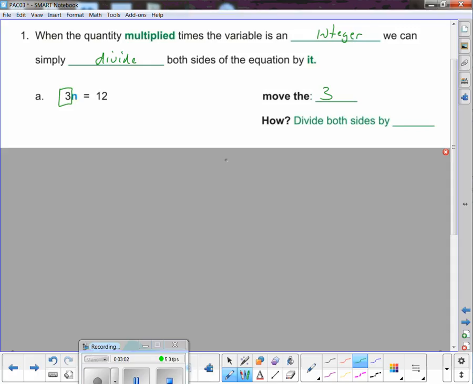So if the thing is multiplied times variable, as you know, we're going to move by multiplying by the reciprocal. If it's added, we're going to move by adding the opposite. Well, this is an integer, and it's multiplied. We can do the shortcut. We can divide both sides by that 3. So just take your green, do a division bar on the left and put a 3. Do a division bar on the right and put a 3.